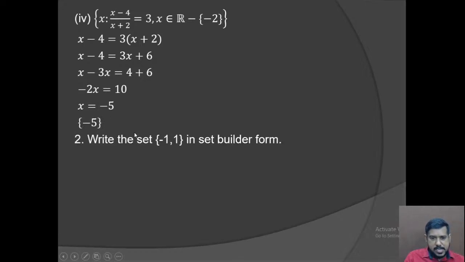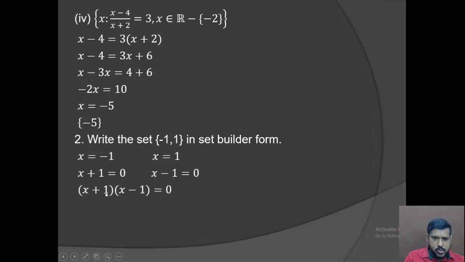Now write the set {minus 1, 1} in set builder form. Just the reverse: it is given in this form and you are asked to write it in set builder form. So we can consider each element as x. So x is equal to minus 1 and x is equal to 1. When you bring the constants to the left hand side, it becomes x plus 1 is equal to 0, and x minus 1 is equal to 0. So we can combine it, isn't it?